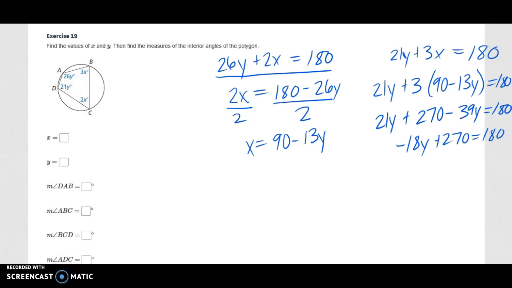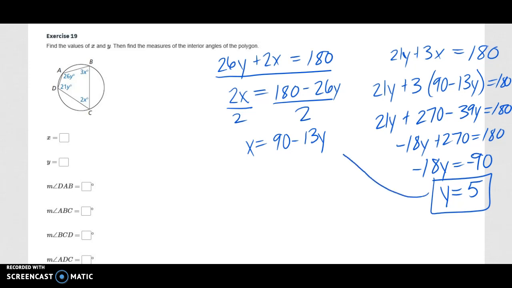Okay. Then I want to move that 270 over to the other side. So it's going to become -90. And divide both sides by -18 to get y = 5. Once you have that answer, you can then plug that y value into this equation. So it would become x = 90 - 13 times 5. And then that would tell you your correct x value.